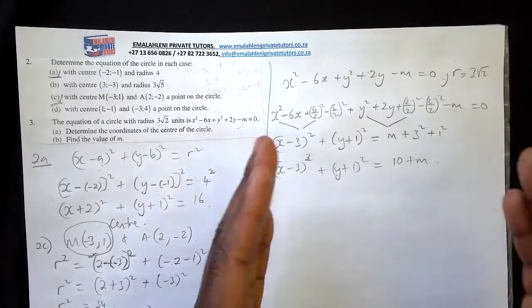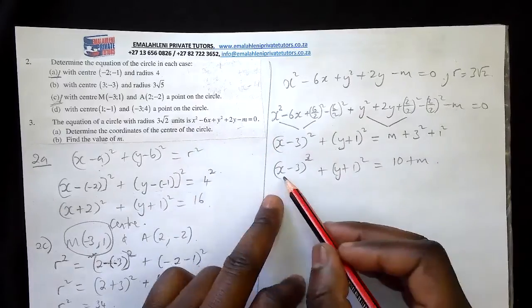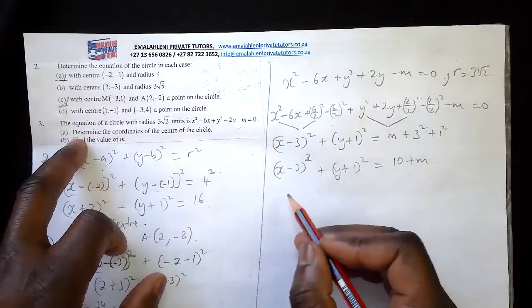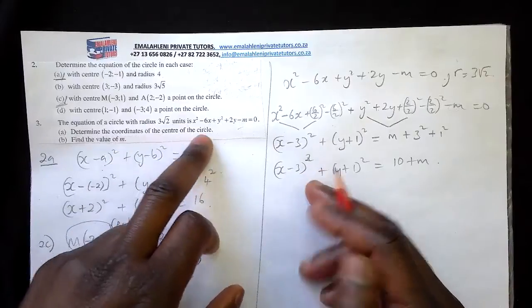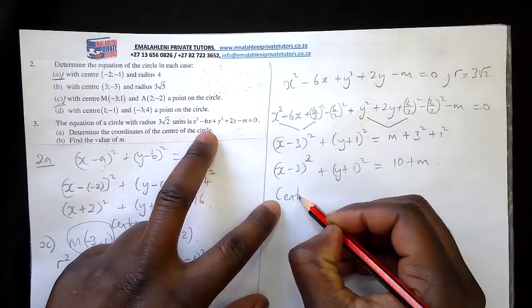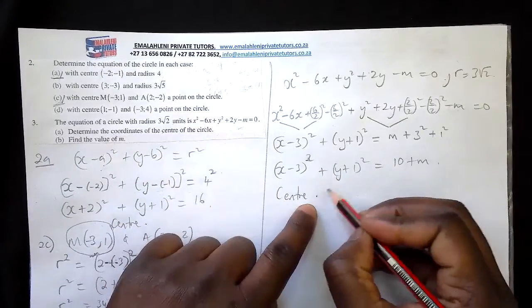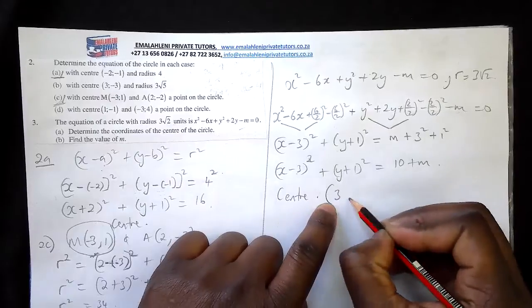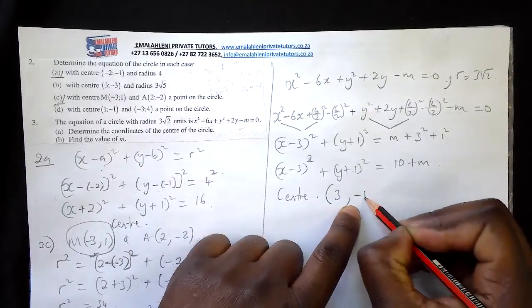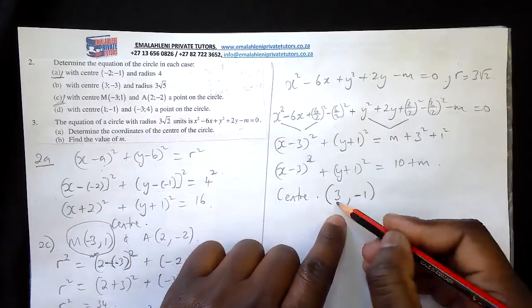So here we are putting it in terms of m. That's the first equation that we have here for A. So we have the coordinate of the center. Center will be equal to 3 and 1 and negative 1. Remember, opposite sign. Center is equal to 3 and negative 1.